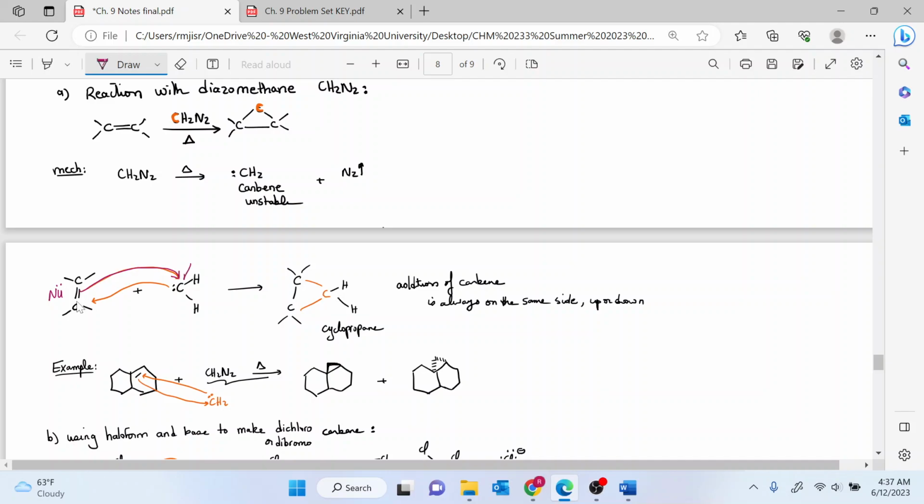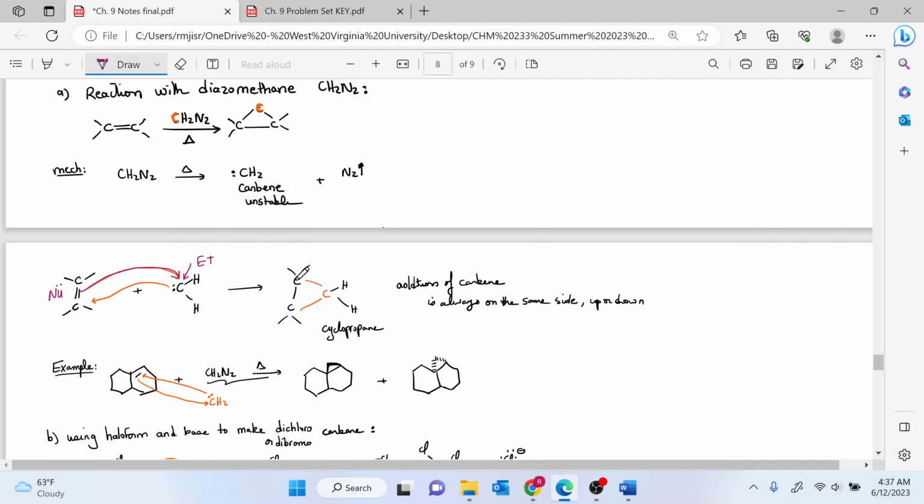So we said that this carbon over here is an electrophile. So it's going to attack the electrophilic carbon, and the lone pairs are going to close to make a cyclic structure. It's exactly the same concept as the bromination in this case. And your product is going to be a cyclopropane.